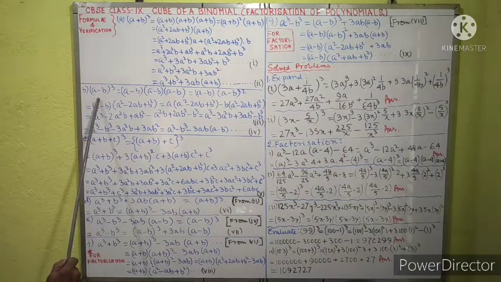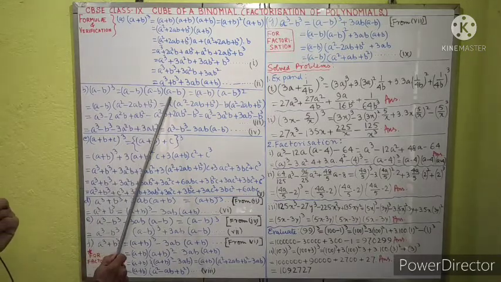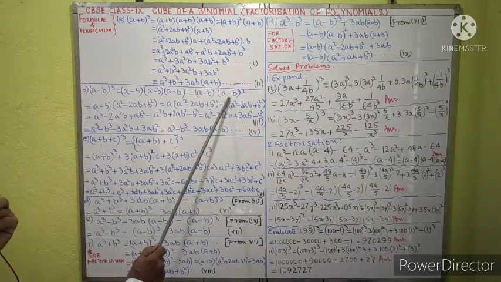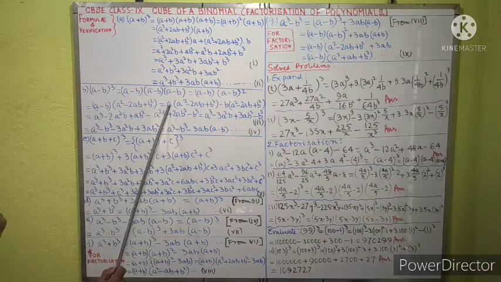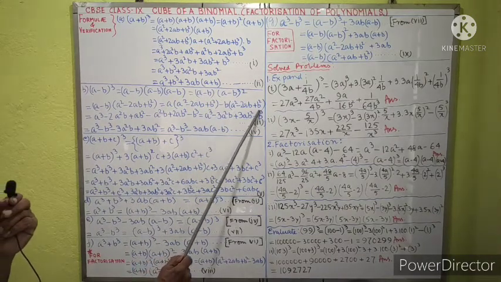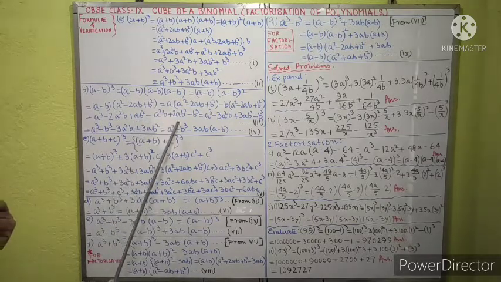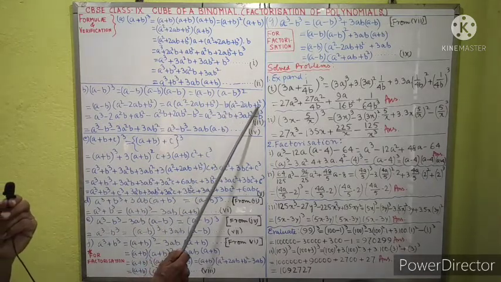Now a minus b whole cube is also done in a similar way. It is a minus b into a minus b into a minus b. That is a minus b into a minus b whole square. A minus b whole square equal to a square minus 2ab plus b square. So this a square minus 2ab plus b square is multiplied with a minus b, at first with a and then with minus b. Multiplying with a, we are getting a cube minus 2a square b plus ab square, and with minus b we are getting minus a square b plus 2ab square, because minus into minus is plus, minus b cube.